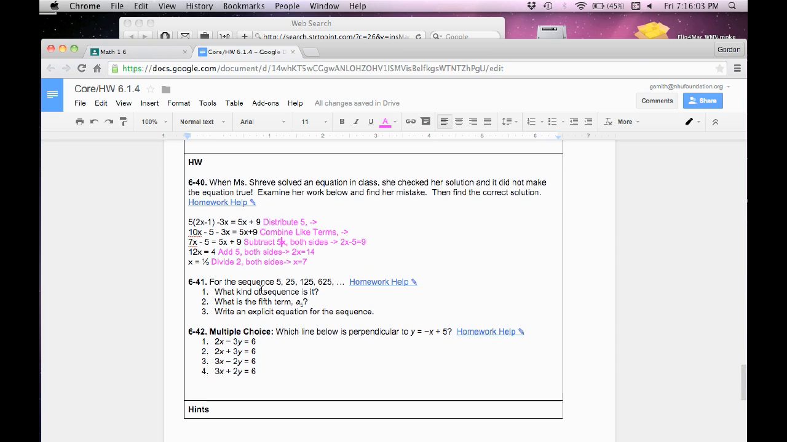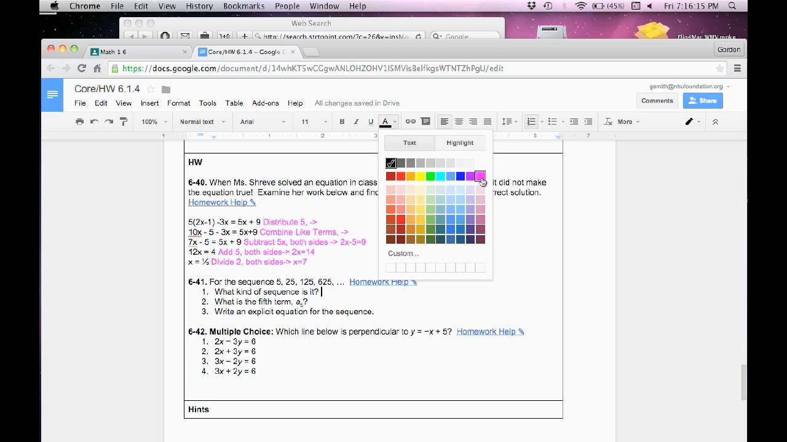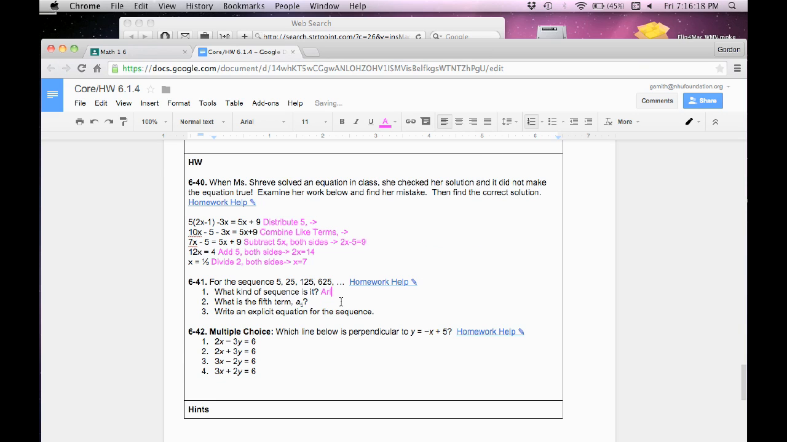Okay. 41. For this sequence, 5, 25, 125, 625, what kind of sequence is it? Well, it's multiplying by 5 every time. So it's an arithmetic sequence. And all that means is that you can do arithmetic to show how the sequence works. So if you're just multiplying by 5 every time, it's an arithmetic sequence. Not a big deal. If you figured out that it's multiplying every time, that's fine.